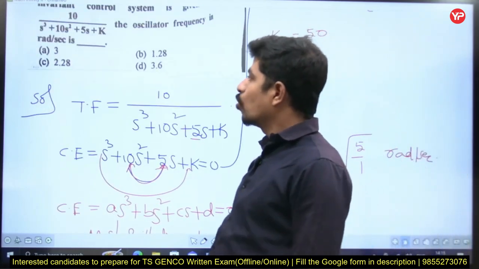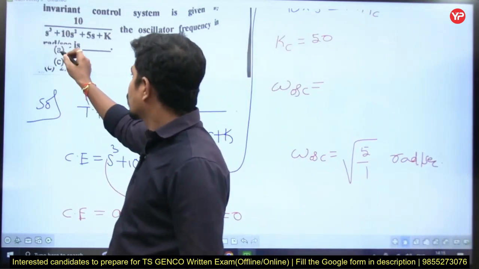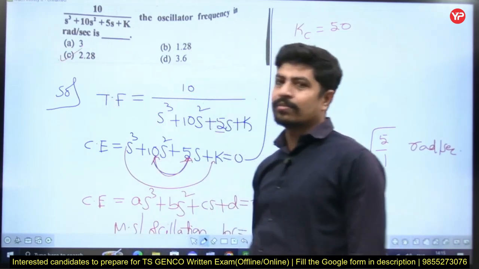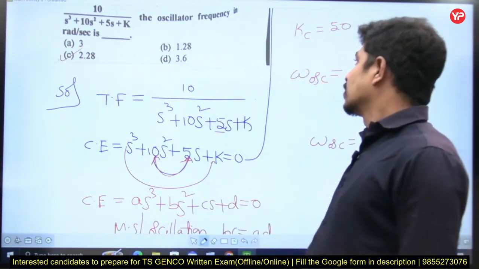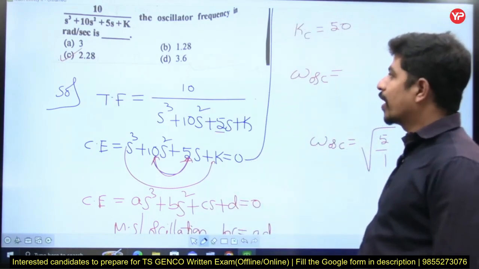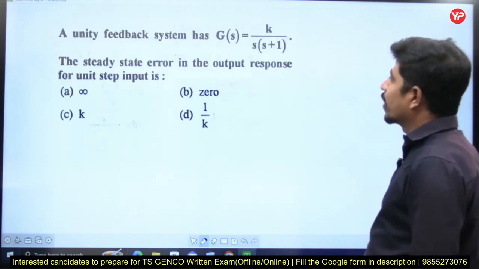How much is root 5 by 1? It is 2 point something. 3 means it is 9, right? 2 square is 4, so under root of 5 will be 2.28. That is the option. Let's go to the next question.